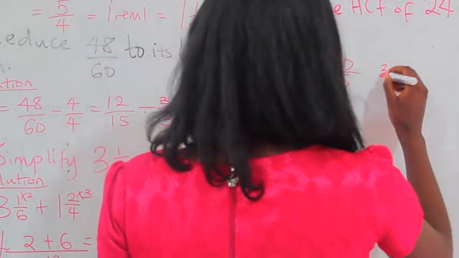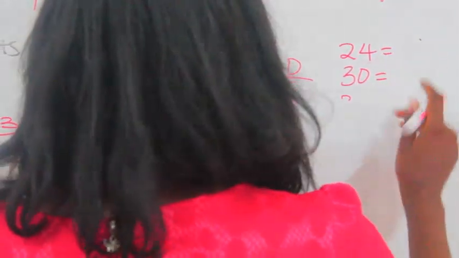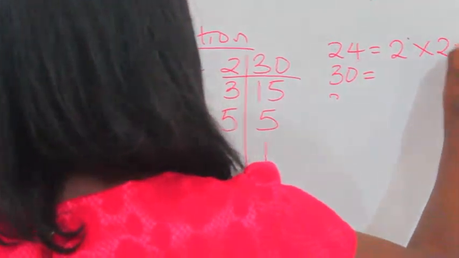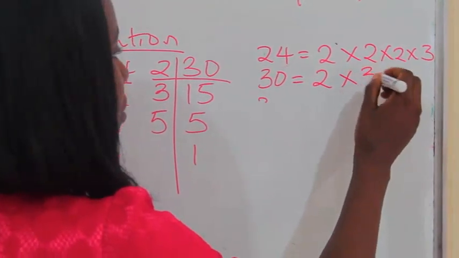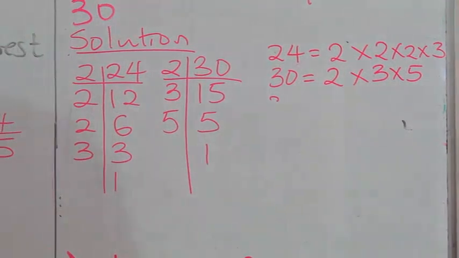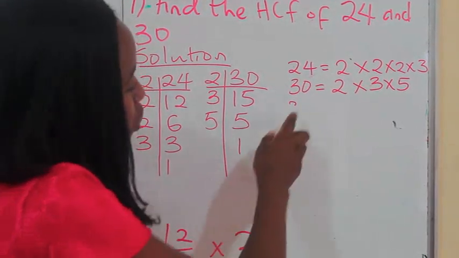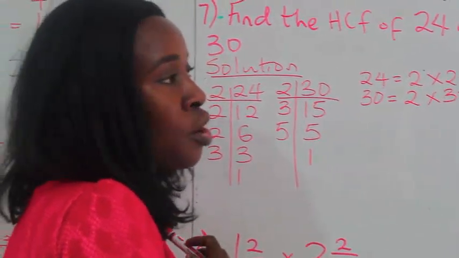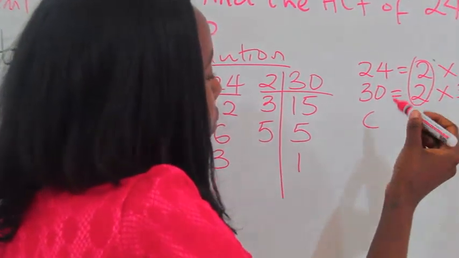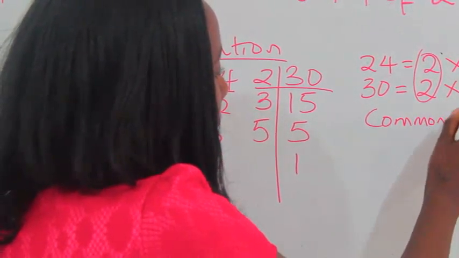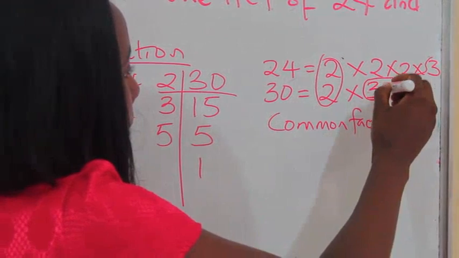And then we arrange the answers we just got. 24 is equal to 2 times 2 times 2 times 3. And 30 is equal to 2 times 3 times 5. And we circle the numbers that are common to both of them. If you look carefully, the numbers that are common to 24 and 30 are 2 and 3.